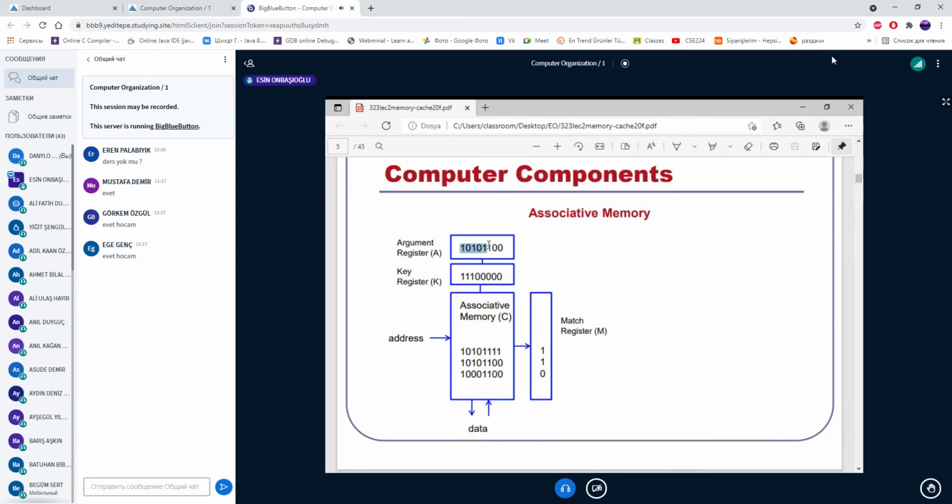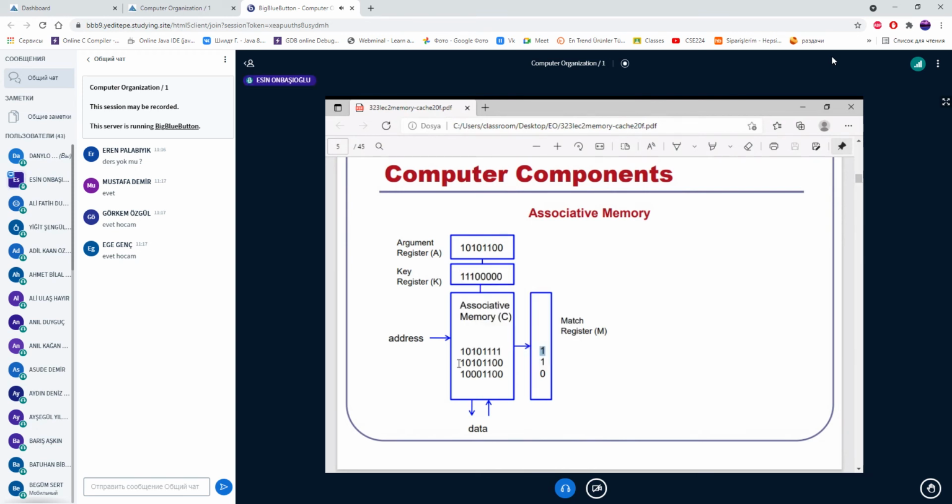So there was an argument register in which we store the data that we want to search. This is inside the associative memory, and the key register is used to check which bits should be included in that comparison operation. So the first bit should be compared, so the first one will find a match. Although the other bits do not match, the first 3 bits, because the key register says to compare only the first 3 bits, are compared, and it is a match.